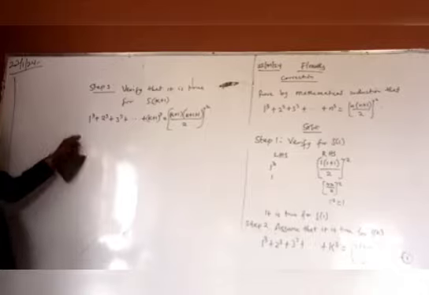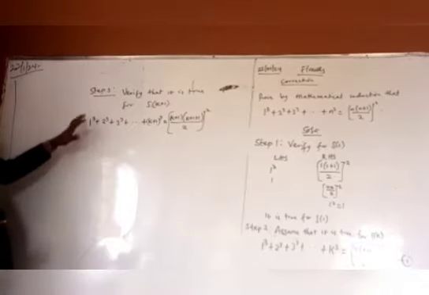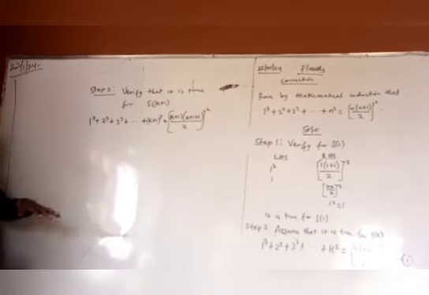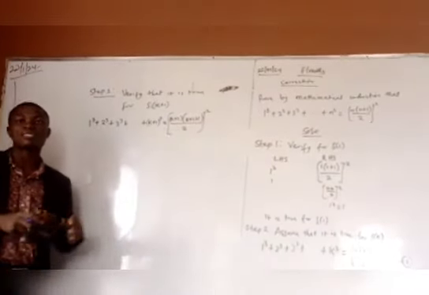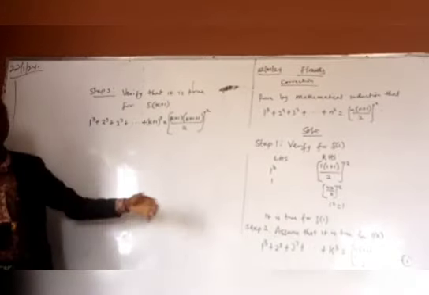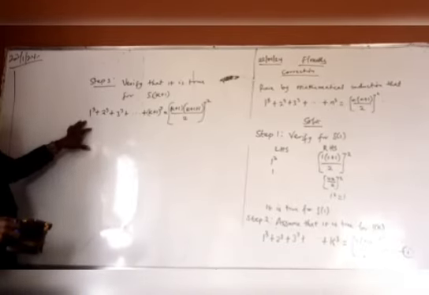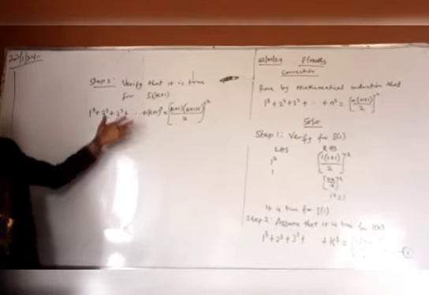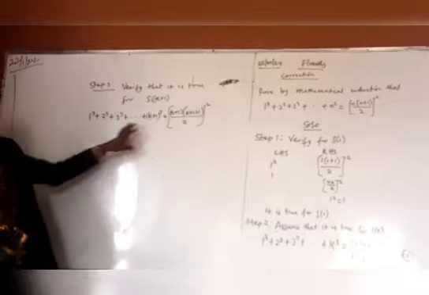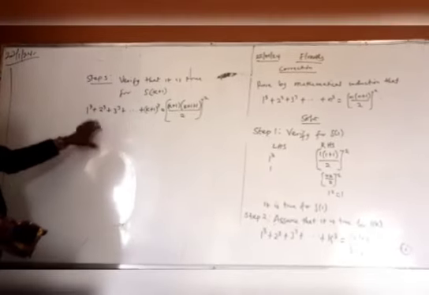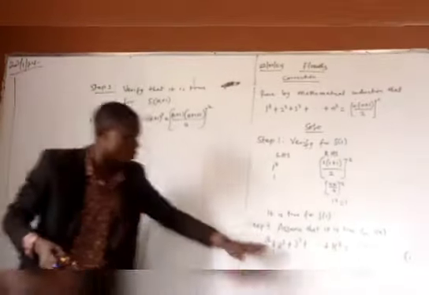So I have successfully replaced n with k plus 1. But the challenge here is that I must show that the left hand side will still give me the same answer as the right hand side. So how will I do that? Considering the fact that I have dot dot dot, these ellipses, I can't add them up. So what will I do? I will expand this sequence so that this sequence can contain this sequence here.